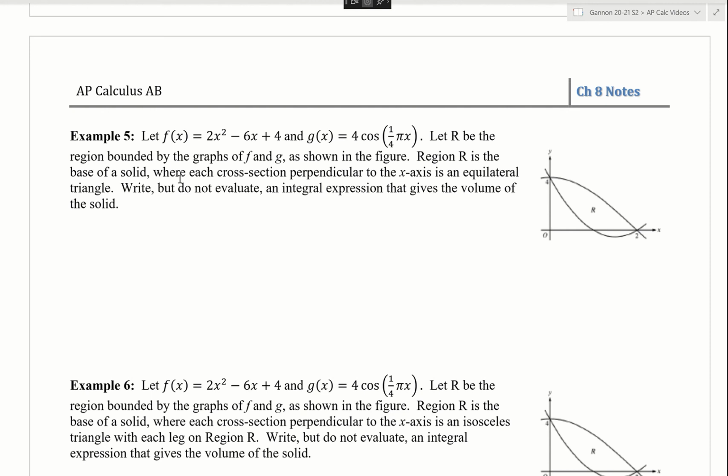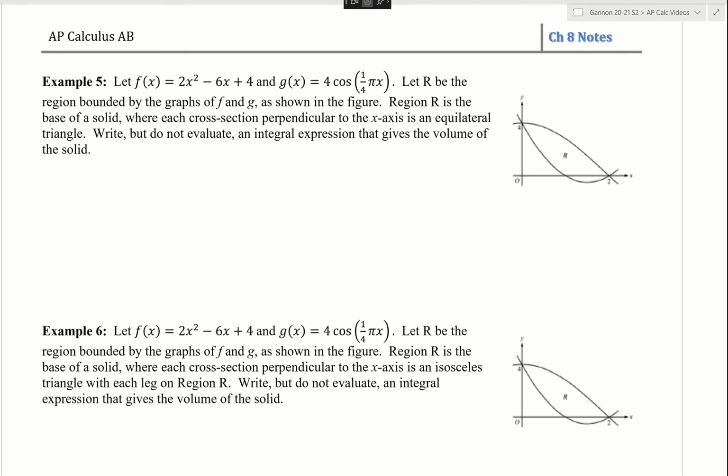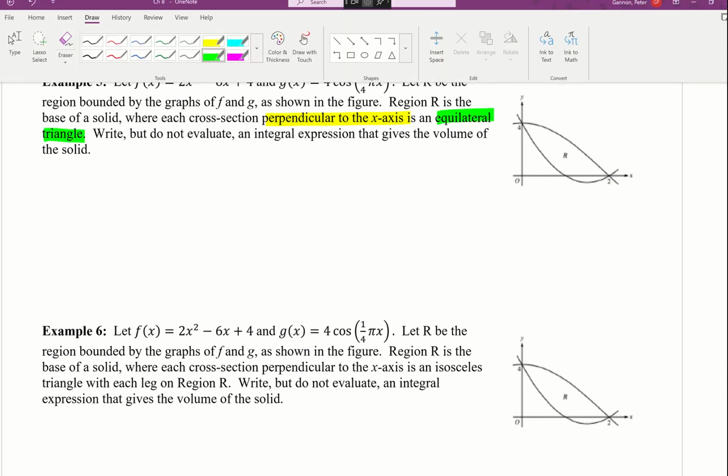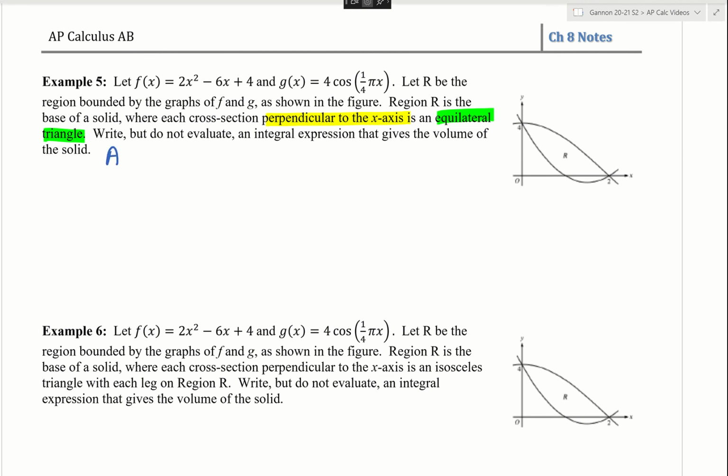All right, again, pause the video, give it a shot, and then check out how we do it. All right, guys, so let's just highlight a couple key things. We have cross-section perpendicular to the x-axis. It is an equilateral triangle this time. The area formula for an equilateral triangle is s squared root 3 over 4. So that's the formula that we're going to ultimately integrate.